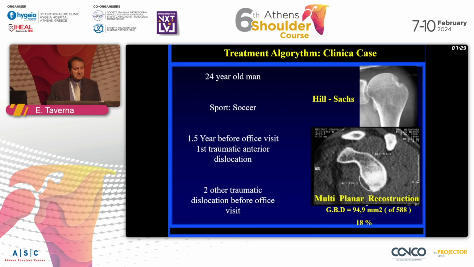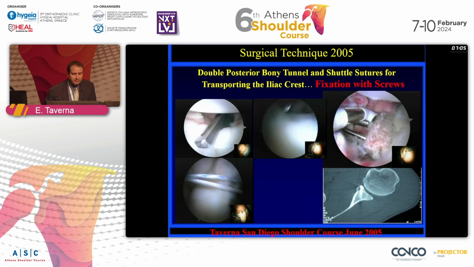And so this is a classic case that I have to face when I see a guy coming with an unstable shoulder. He is quite young, involved in sport, with a 1.5-year history of instability and 3 episodes of dislocation, and about 18% of glenoid bone defect with a Hill-Sachs lesion. So for me, this is a perfect case for a bone block procedure, because it's not a very old history of instability.